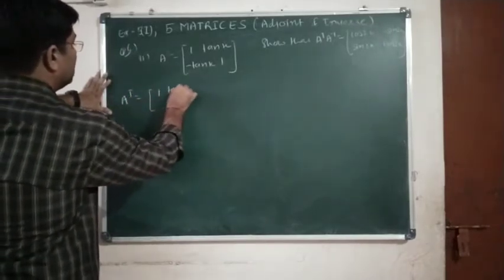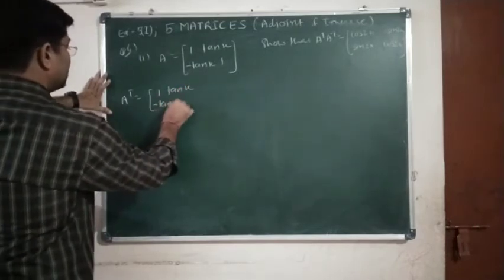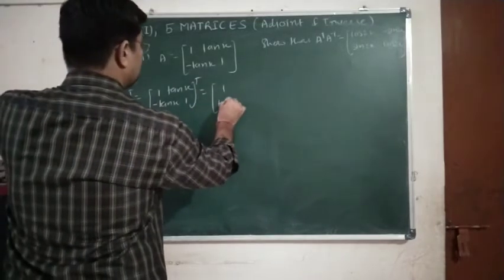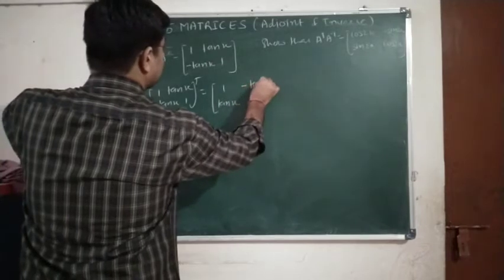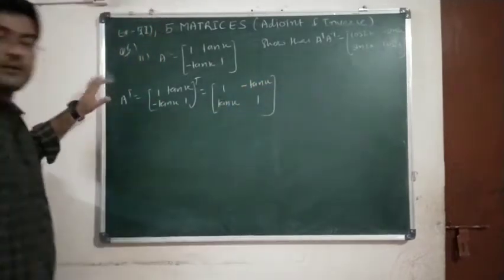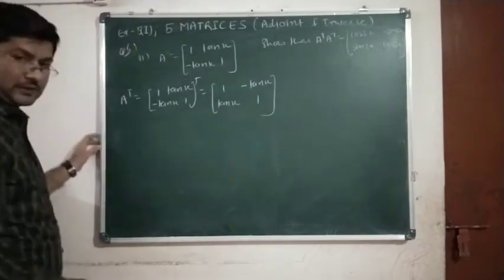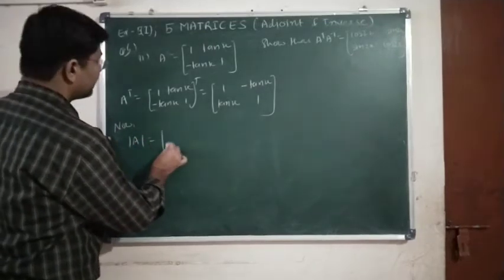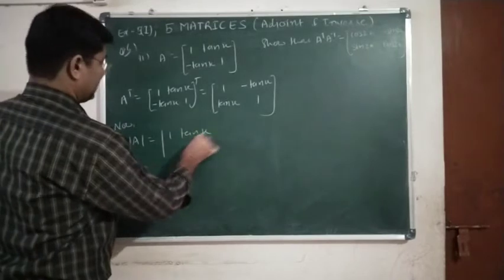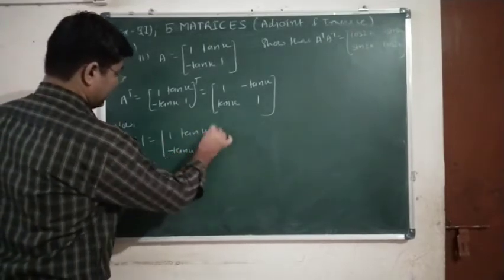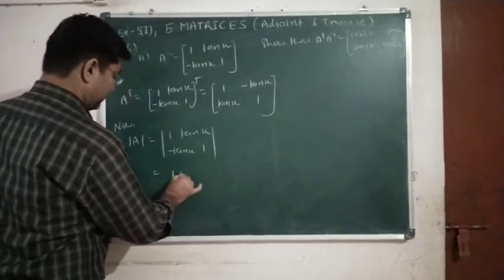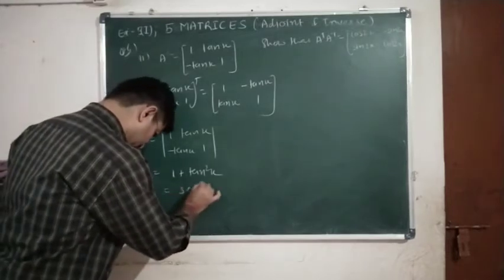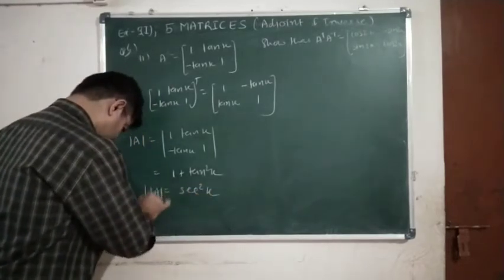So A = [[1, tan x], [-tan x, 1]], and its transpose is equal to [[1, -tan x], [tan x, 1]]. Okay, so transpose is done. Now we'll find A inverse. For that we have to find out the determinant of A. Now determinant of A is equal to 1 plus tan square x, which will be equal to sec square x. This is the determinant of A.